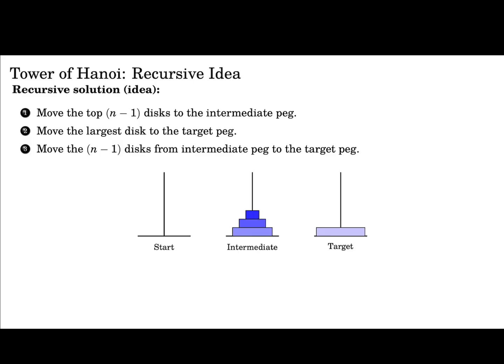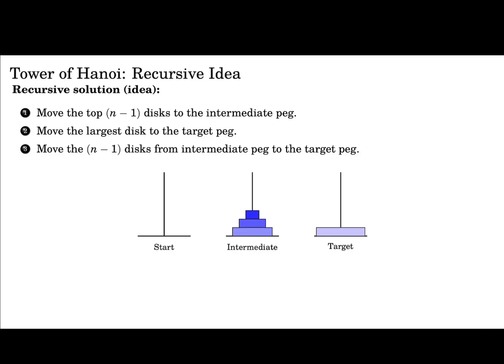To solve the puzzle, you essentially want to put the 3 disks here, and then the big one over here, and then move these 3 disks again over here. So if you know how to solve the 3-disk puzzle, you're able to solve the 4-disk puzzle by solving the 3-disk puzzle for the intermediate, then moving the bottom disk over here, and then solving the 3-disk puzzle again. And so this gives you a recursion. This is true in general.